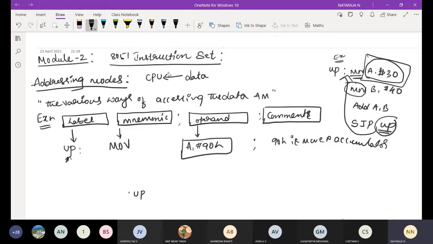Then throughout this operation, what we are doing we need to write in words, that we call a comment. For each and every step we need to write a comment. What exactly is happening in the step, we need to write in the comment. 90H is moved to accumulator. That is about your comment. Any doubt?